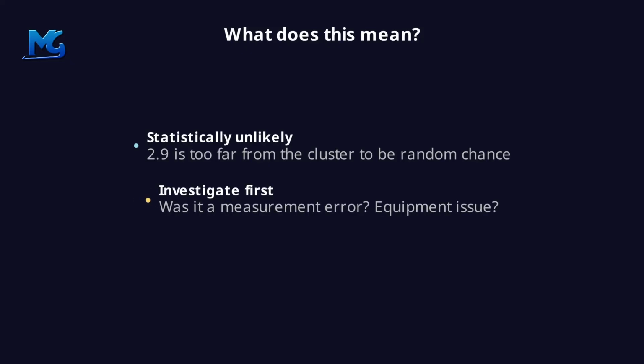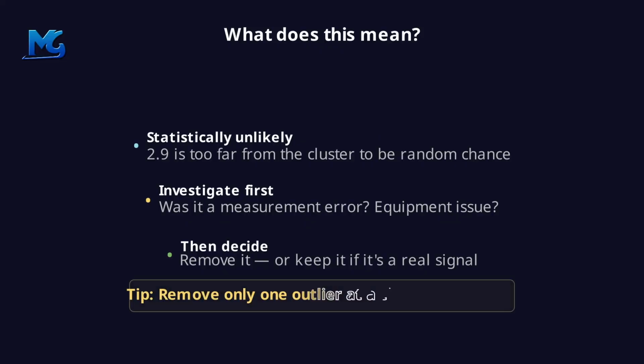Was it a measurement error? Equipment issue? Always investigate first. Then decide: remove it, or keep it if it's a real signal. Don't just blindly remove outliers. Always ask why it happened first. And remember, remove only one at a time, then retest.